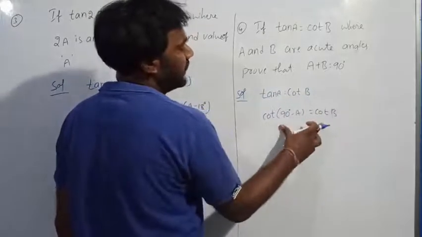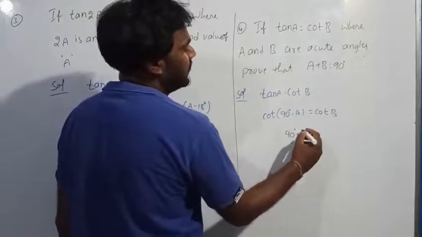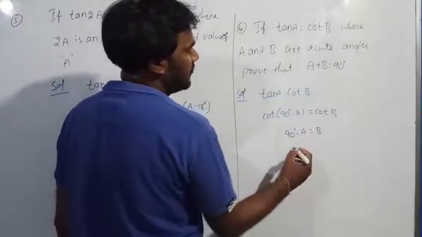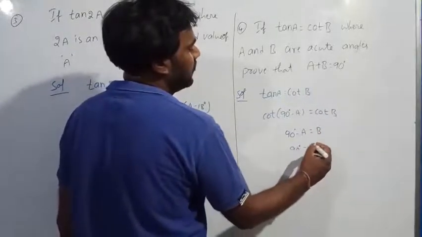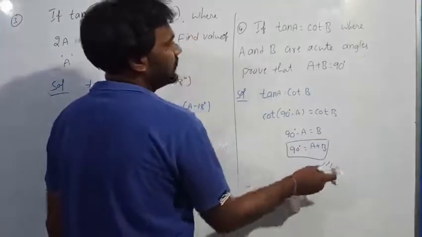Again both sides eliminate the cot. Remaining is what? 90 minus a equals b. Minus a changes to the RHS as plus a. So a plus b equals 90 degrees. This is your answer.